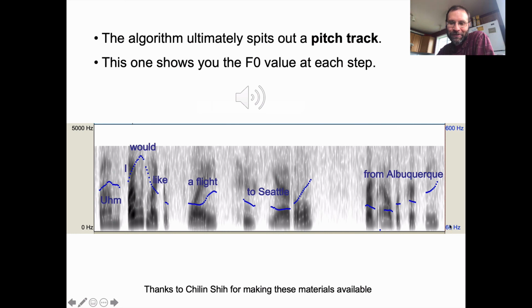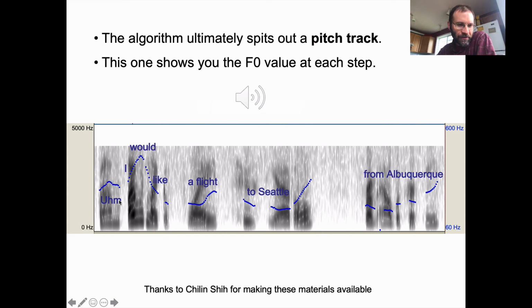There's a little boo-boo. This should be 75 hertz here. I changed the lower end to be 60, but you can see that even with this speaker, whose F0 goes up pretty high, it's easily encapsulated within this entire range of Praat's default settings for frequency range.